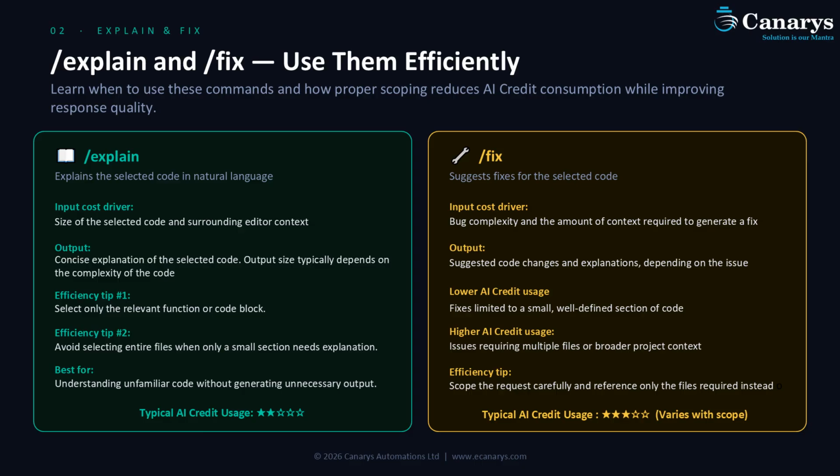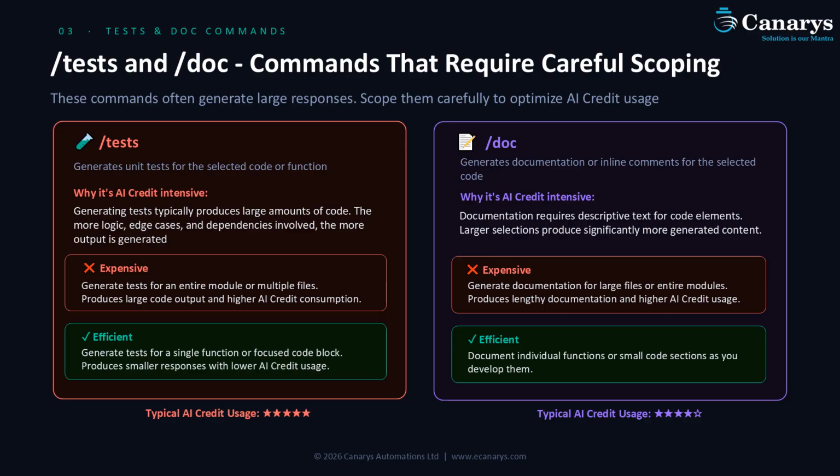Now, let's look at two commands that typically generate much larger responses, /tests and /doc. These are two of the most powerful / commands, but they also tend to generate the largest responses and therefore consume more AI credits. /tests creates unit tests, which often include multiple test cases, assertions, and supporting code. Similarly, /doc generates descriptive documentation or inline comments for the selected code. The larger the code selection, the more content Copilot needs to generate.